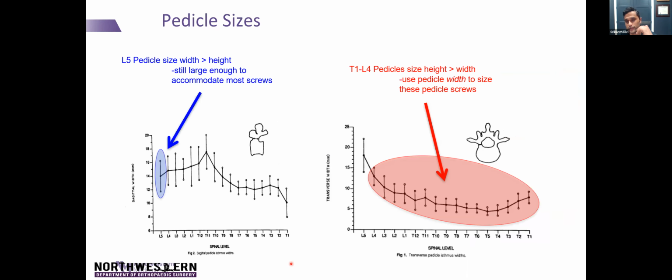So like we talked about, the thoracic pedicles are really tall and not as wide. So your rate limiting factor for what size screws you're going to use is your width in your thoracic spine. In the lumbar spine, or at L5, that's the first pedicle where the width is generally more than the height. So you can put basically any size screws you want in the lumbar spine. Obviously it depends on patient anatomy, but I usually like to go with 6.5 millimeter screws, or 6.0 or 7.0. And then at L5, you can even go higher if needed.